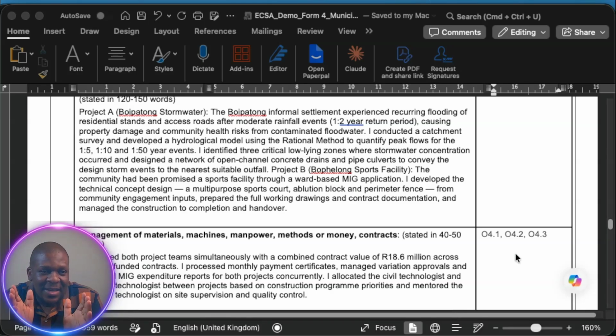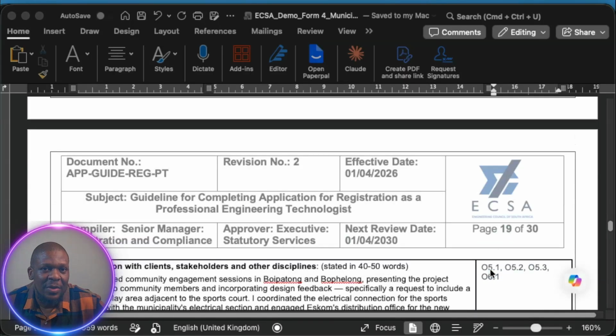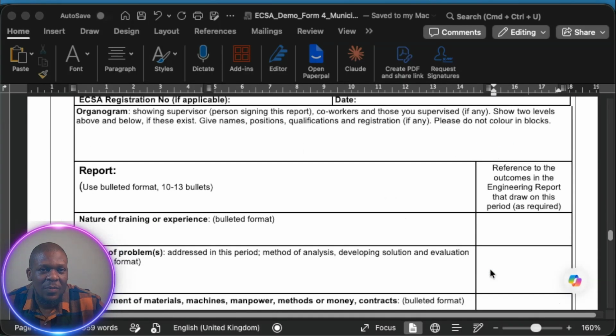A disclaimer again, this information doesn't necessarily mean that this budget is what the municipality is getting, or these are the challenges that the municipality is getting. It's a situation that you might experience wherever you are working. So I used it as an example to be able to guide you in terms of filling out this report. All right, let's move to the engineering report.